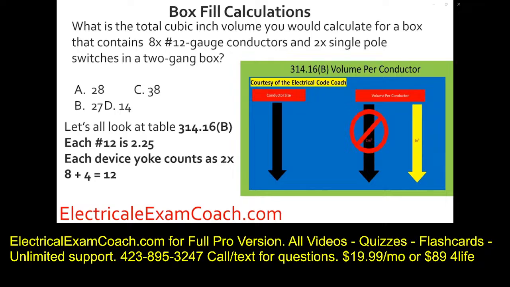And each one of those devices counts as 2, so we end up with 4 more number 12s, which gives us 12 12-gauge conductors. Now we take and do our math, we end up with 27 cubic inches, and we select B.